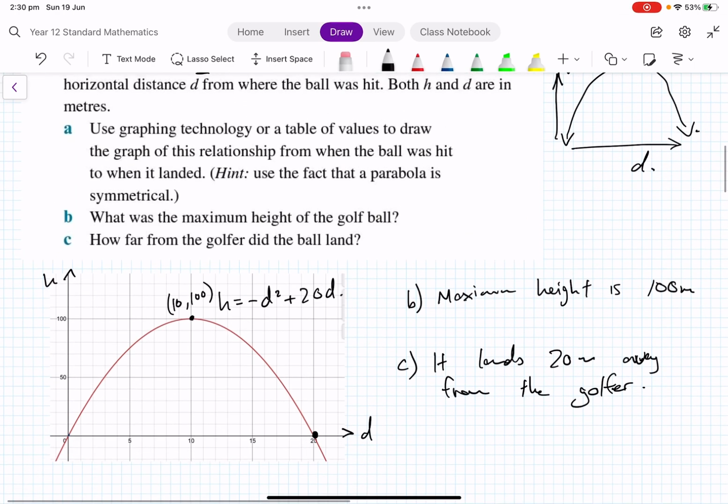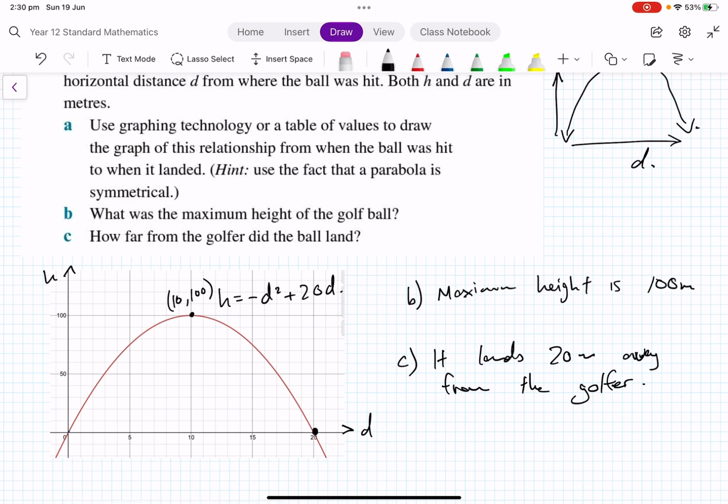All right, so understand what the interpreting thing is. Maximum is where it goes up to. The distance, in this case, is the horizontal distance. And so this is literally how it flies through the air, height versus distance over time.